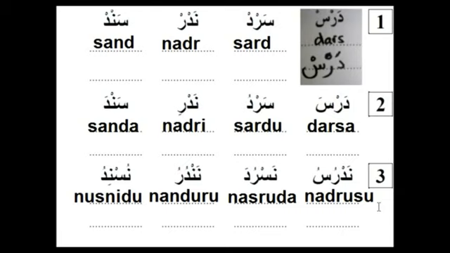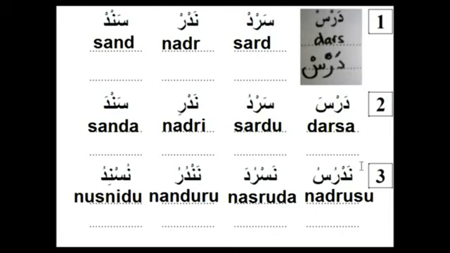Third row. Nadrusu. Nadrusu. Here, the dal with the sukoon makes the sound d, just the same sound as the dal would normally make. Not da or du or di. Just d. Ed.